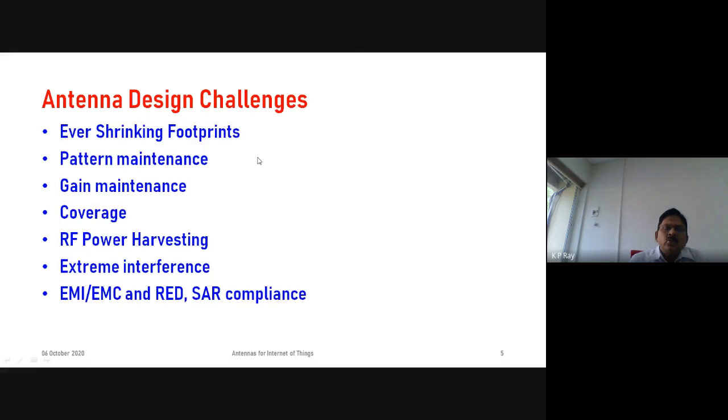Likewise, most of the things we want handy. So the size of these wireless systems used in IoT, their footprint is shrinking. So is the footprint of antenna, because you cannot have smaller electronic gadgets with a big protruding antenna coming out of that one. So then you would like to have the smallest antenna for the IoT.